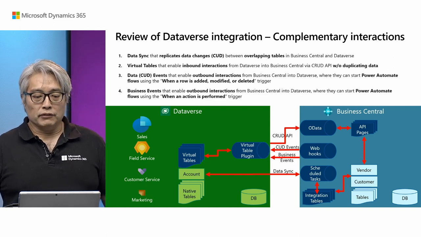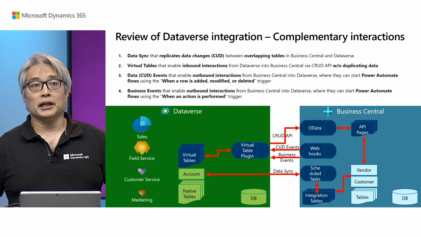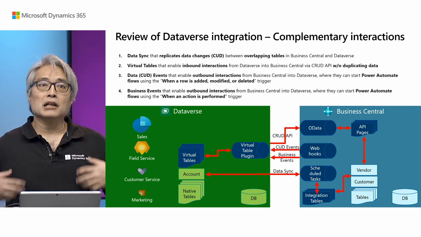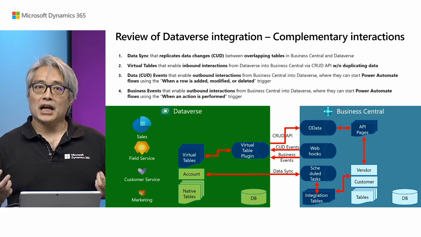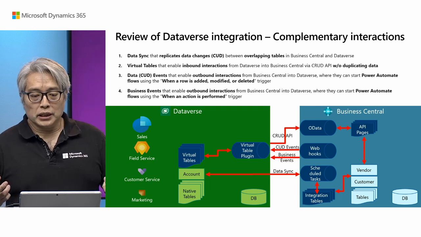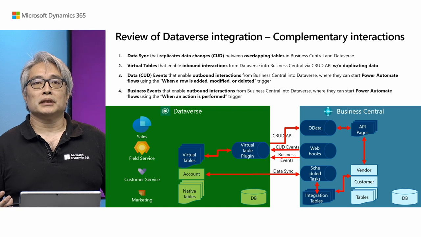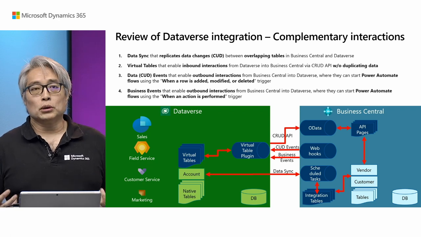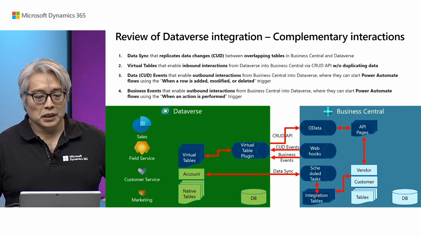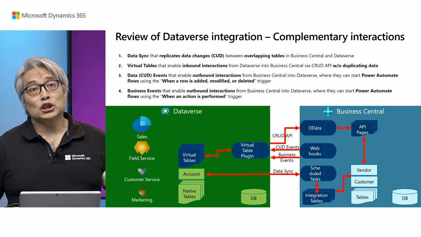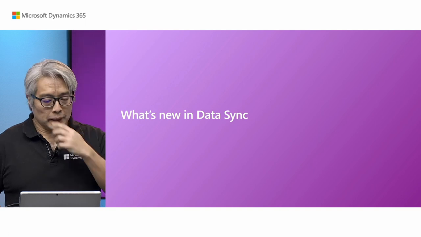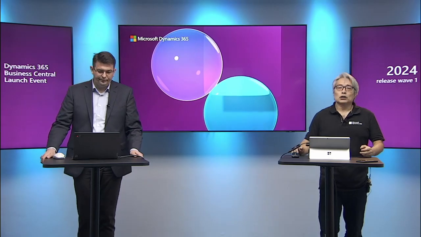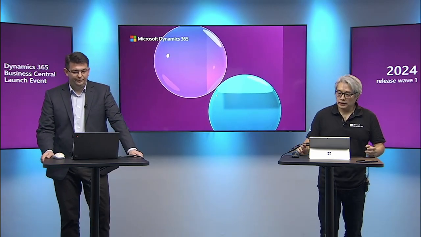And the final interaction is business event that also enables outbound interaction from Business Central to notify that some actions are performed on Business Central so other apps in Dataverse can react. This can also start Power Automate flows using the when an action is performed trigger. So next, I would like to pass it to my colleague Ivan to talk about what's new in DataSync.